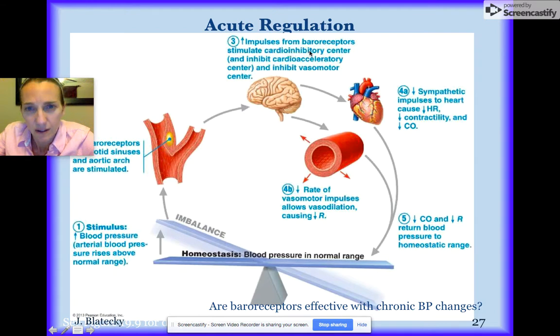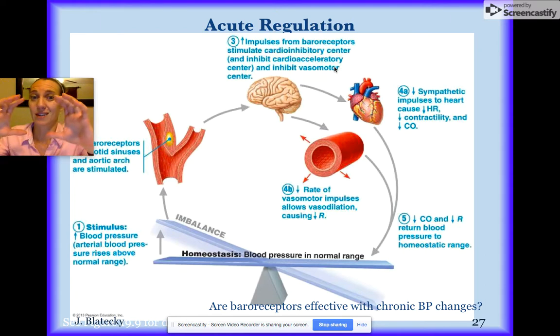cardio-inhibitory center. If we're stimulating the cardio-inhibitory center, this is literally just slowing the heart. And it's also going to inhibit the cardio-acceleratory center, also slowing the heart rate. In addition, we're inhibiting our vasomotor center. Again, vaso, think vessel. Motor is just referring to the muscle that surrounds our vessels, so that's our smooth muscle. If it's inhibiting the smooth muscle, it's allowing it to vasodilate.